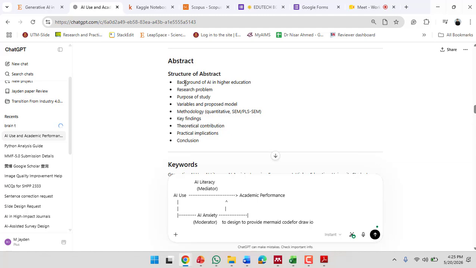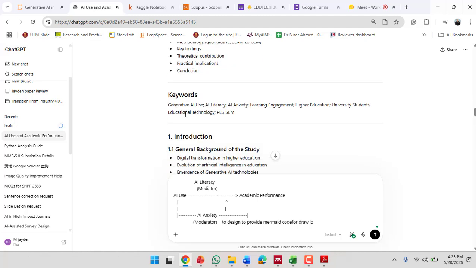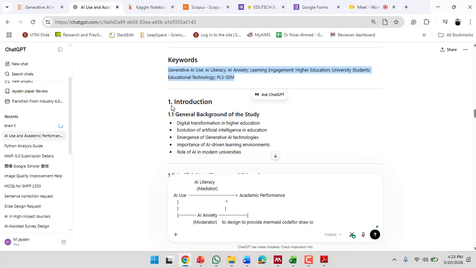Then the keywords. These are the keywords given by ChatGPT. These are okay. The title is okay. ChatGPT's keywords are okay. Now, this is the introduction, but here there is just a heading, digital transformation in higher education. Yes, we need a first paragraph that generally describes the digital transformation in higher education.